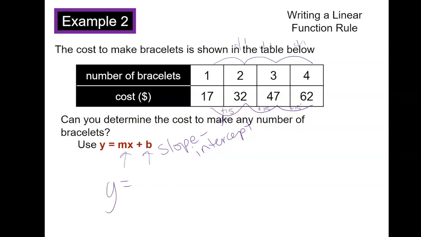The question is, how do we go from x to get y? What are we doing to x to get y? And if we look, we're going to be multiplying by 15 and adding 2. So we have 15x plus 2. And that works every time. 1 times 15 plus 2 is 17, and so on, and so on, and so on.